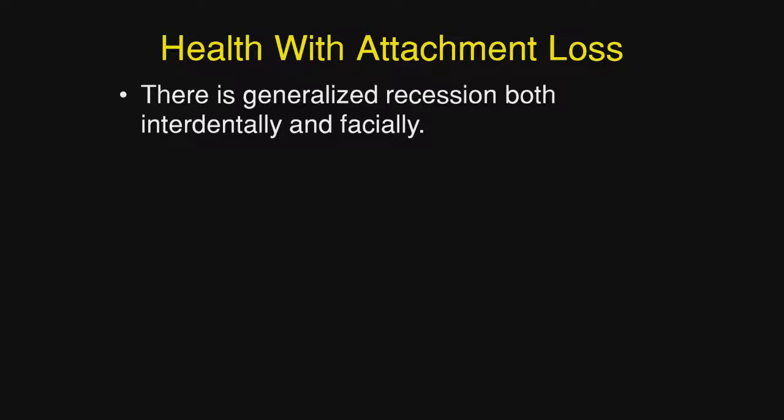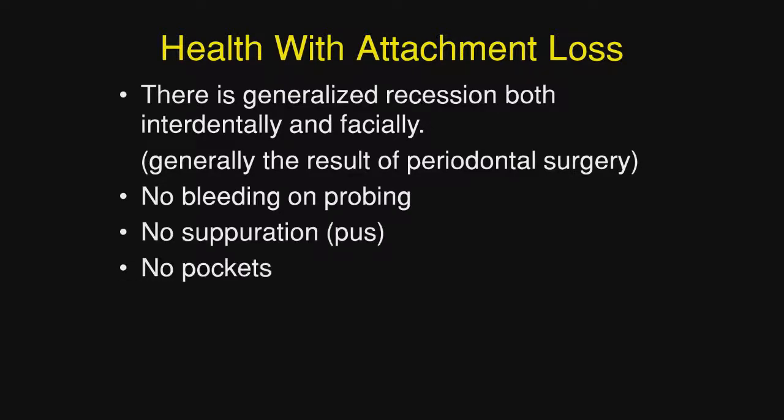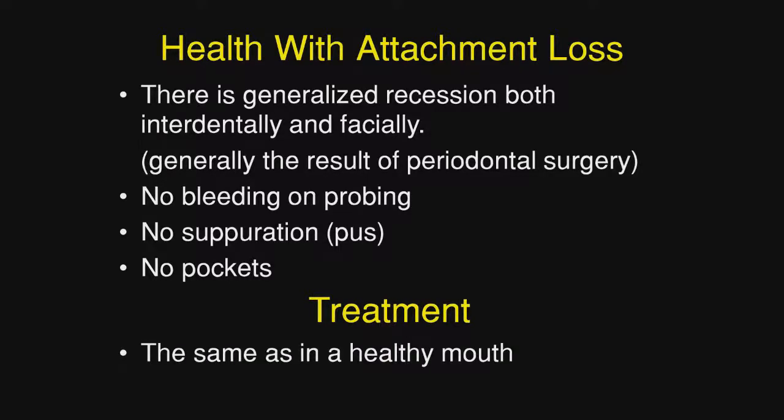There's generalized recession both interdentally and facially. Generally, this is a result of periodontal surgery. There's no bleeding on probing, no suppuration, and there are no pockets. The treatment is the same as it would be for a healthy mouth. But here comes the dilemma. You are scaling on a root, but generally in this situation, you're not root planing and smoothing the root. You're simply trying to get any accretions off. So given that, this is disease with attachment loss, and this is a periodontitis.